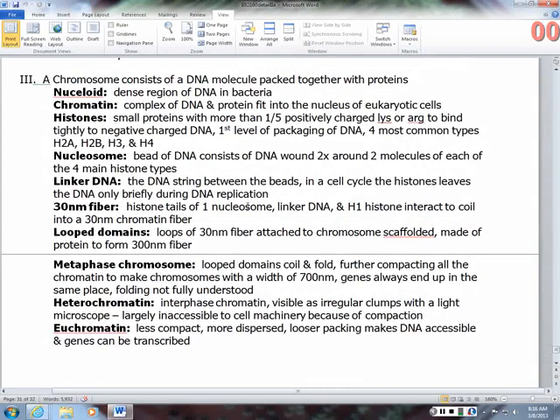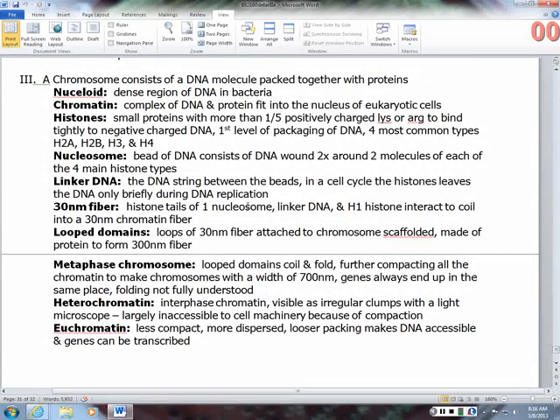So the nucleoid is that dense region of DNA in the bacteria because they don't have the nucleus. That chromatin is the DNA and protein fit together into the nucleus of the eukaryotic cells. It's chromatin when it's not in the dividing state. That's when it's all loosely coiled.